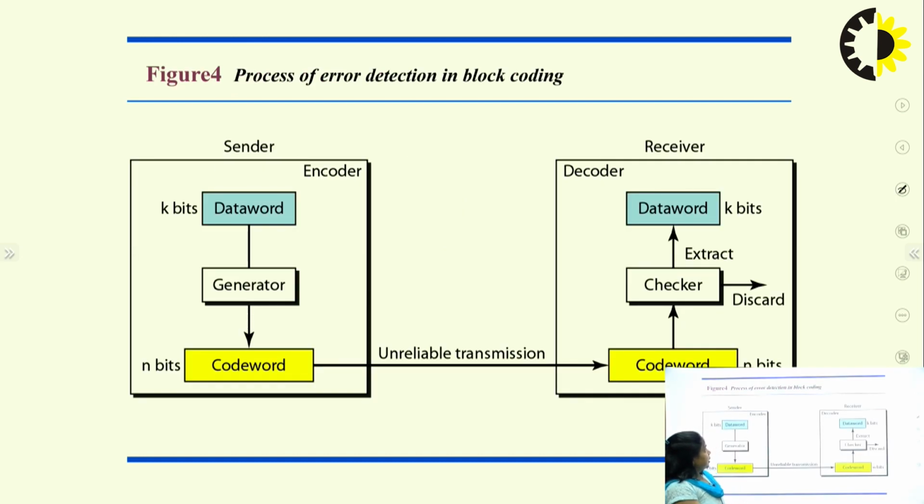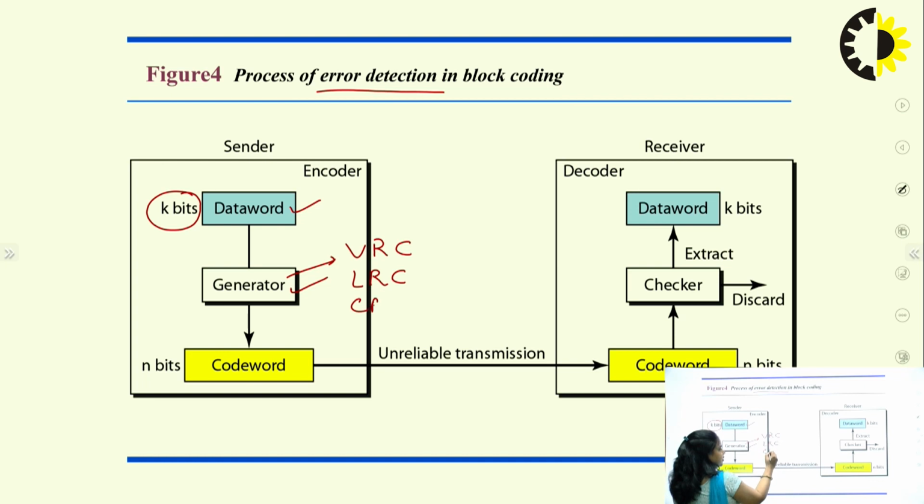So first of all, before that, we should know how the error detection process is generated. In the case of the error detection process, whenever we are sending the data word which is of k bits, we have to apply the generator function. The generator function depends on which type of method we are using, VRC, LRC, CRC or checksum. Whatever the method we are using, the generator function varies. Then we have to generate the code word which includes the n bits. It means it comes to be k plus n bits when it goes over the unreliable transmission.